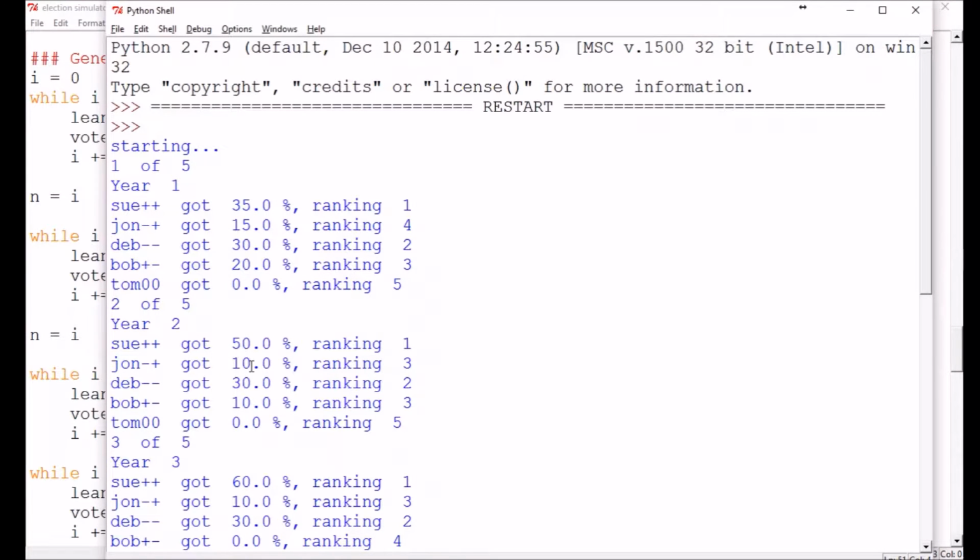Or maybe they don't all do that. Maybe some of them go to Sue and some of them go to Deb, or maybe some of Deb's go here. I suppose I could keep track of, that would be a bit complicated to keep track of who lost how many votes to who. I'll have to think about a way to do that. If I can figure out a way to do that, I'll post that as a bonus video. Either way, Sue ends up getting more of the vote here.